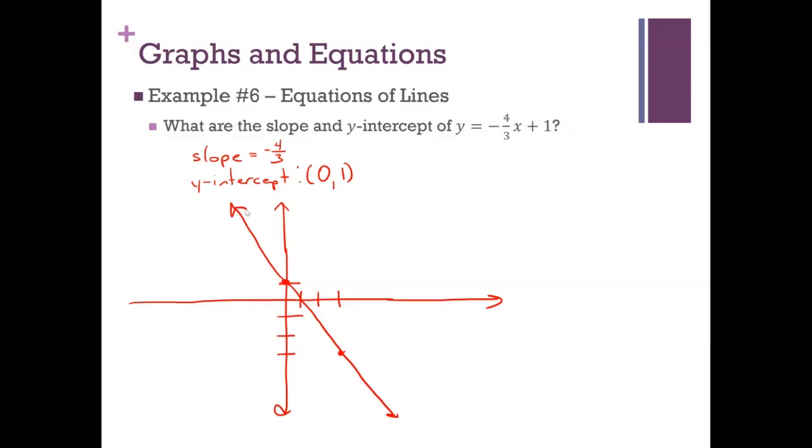So if you have your equation written like this, where if you get y isolated, you get the slope and the y-intercept just by looking, if you know what to look for. Questions?